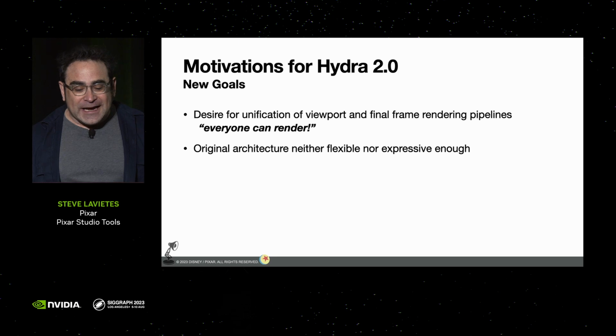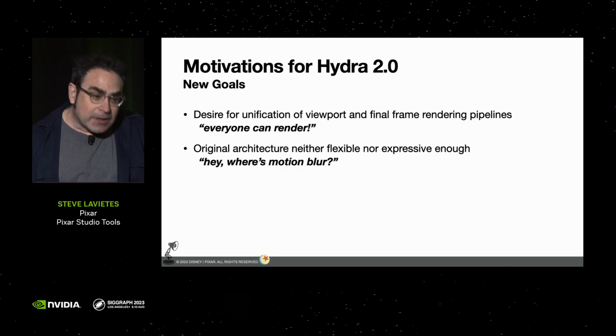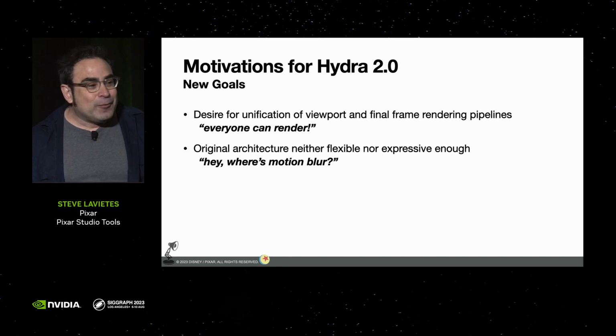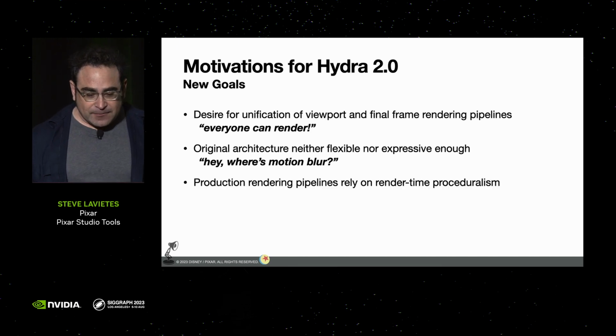But the original architecture was neither flexible nor expressive enough. I'll give you an example: well, hey, where's the motion blur? The original GL-based Storm renderer didn't support motion blur, and so the scene delegate didn't have any means of describing motion blur. And we added methods for it, but the manner in which it grew was not as elegant as the original design. And so we kept hitting cases where we needed to add new things that a renderer cared about that were hard to add to the old architecture.